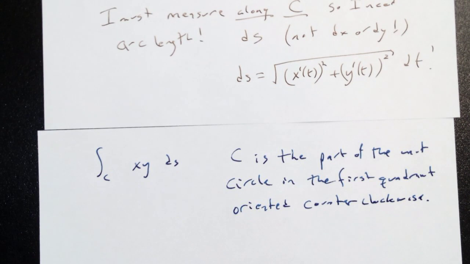I want to do this integral. The integral of x y ds over the curve C, where C is the part of the unit circle in the first quadrant, oriented counterclockwise. Why do I need an orientation on an integral like this?